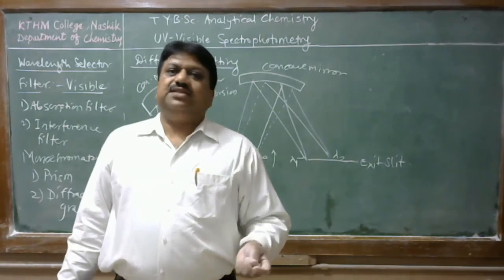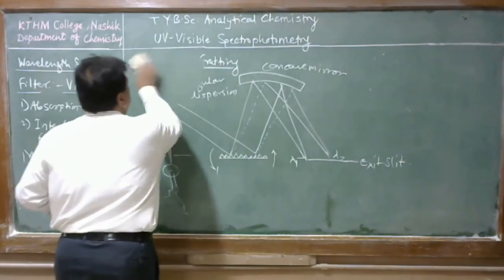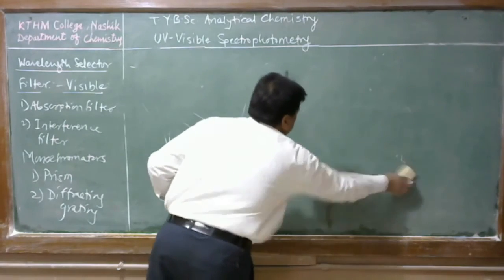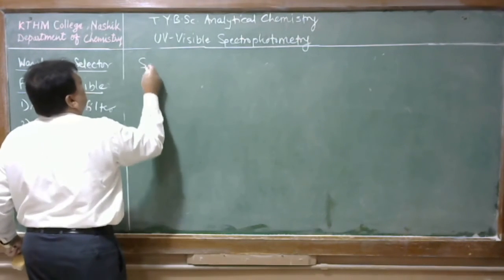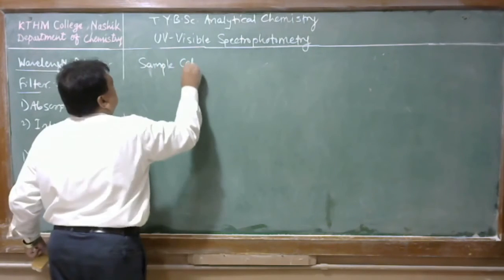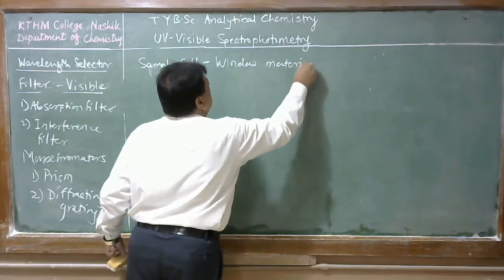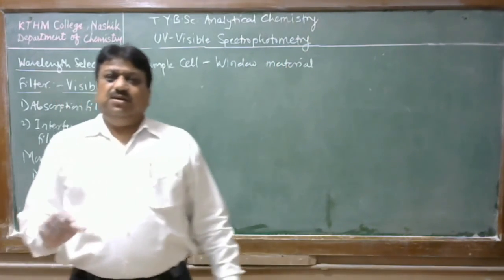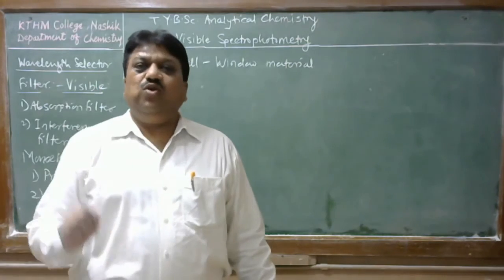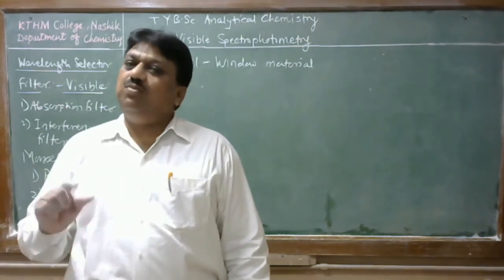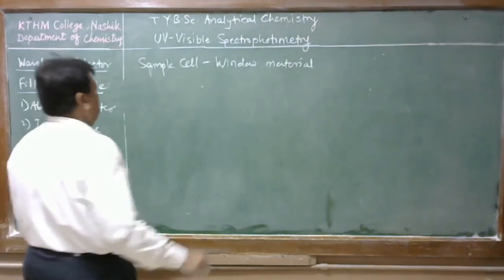Now we discuss the next component of the spectrophotometer, that is the sample cell. The sample cell in spectrophotometry is called window material. Window material means the material which holds the sample, but that should be transparent to that wavelength or that particular region of analysis. Therefore, on the basis of the region of analysis, the window material is selected and a sample cell is constructed from that window material.